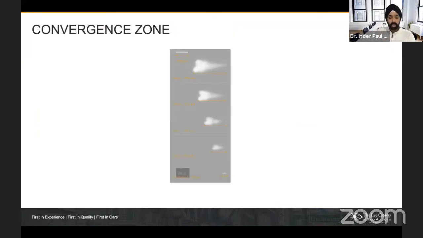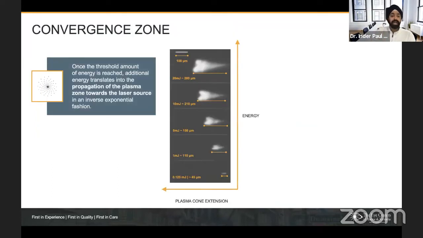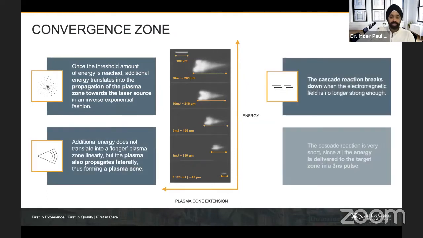So in other words, when you look at in vitro data on shock waves, this is a really important study that was done. There's a non-linear relationship between how much energy is delivered in the laser versus how much of a shock wave is formed. So as you increase energy in the laser, the dispersion of energy in the eye is non-linear. At 1 millijoule, the shock wave, this is at a liquid interface, is about 110 microns.